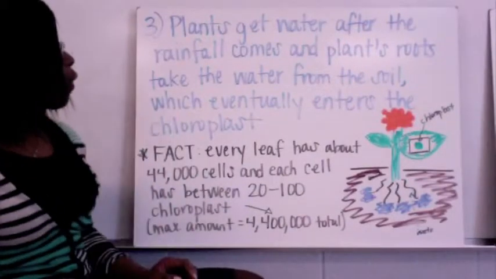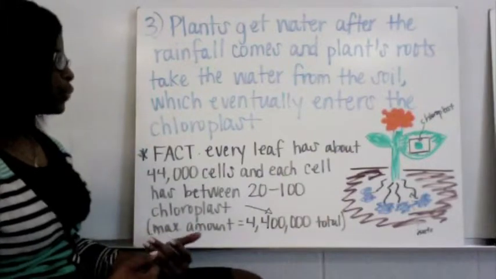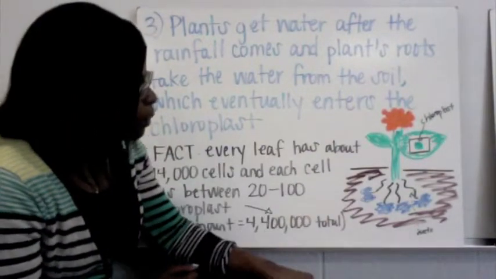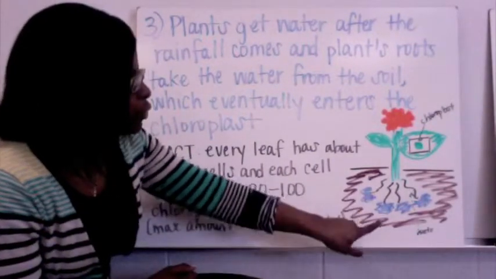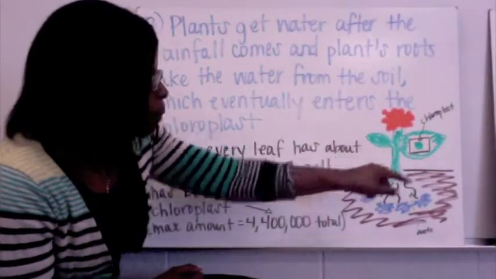So plants get water after rainfall comes in. The plant's roots are going to take the water from the soil, which eventually enters into the chloroplast. So here I have my little plant. I have the roots in the soil. I have the water coming into the roots. It's going to go through the stem, and eventually it's going to reach the chloroplast. So that's what's in this little box here.